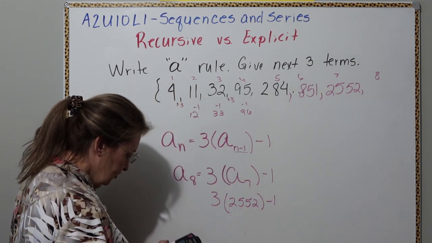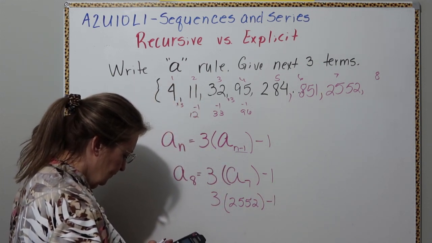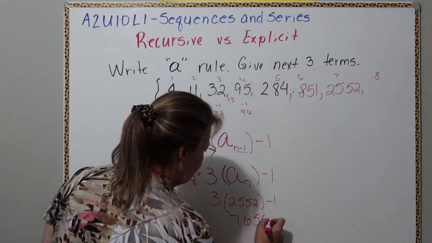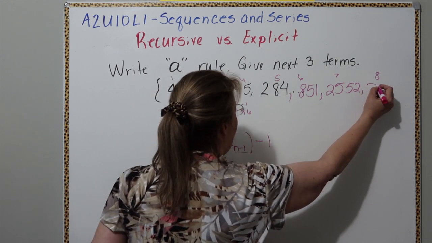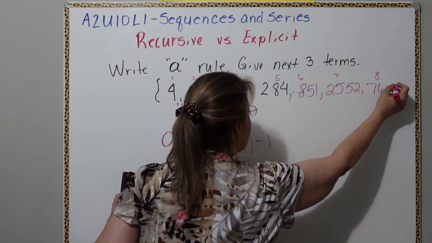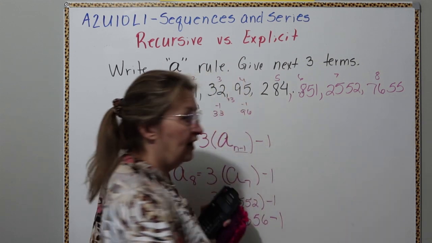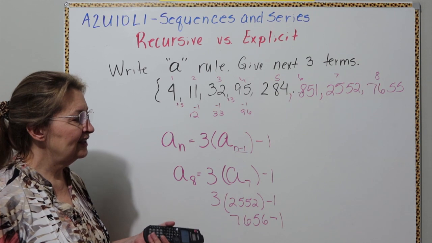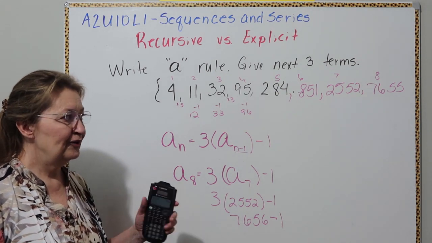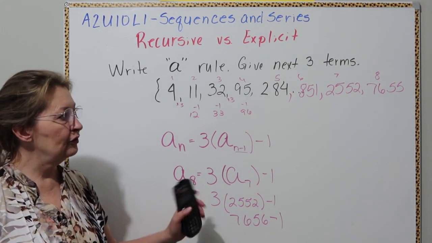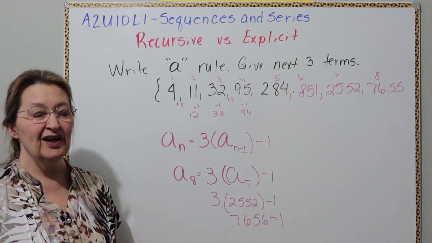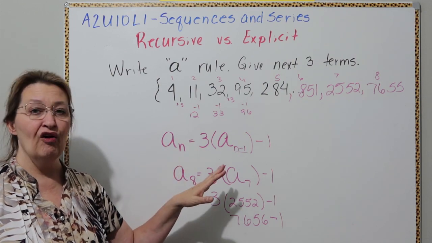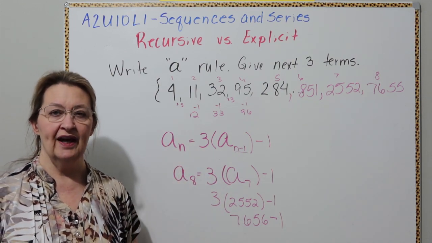So now 3 times 2552 is 7656 minus 1. My 8th term is going to be 7655. So I know that is a little difficult and it does take a lot of practice. So just keep trying on it. Just look for patterns. It will get easier, and I'll be honest, finding the pattern in a recursive sequence to me is a lot harder than any of the others that we're going to look at. So hang in there.